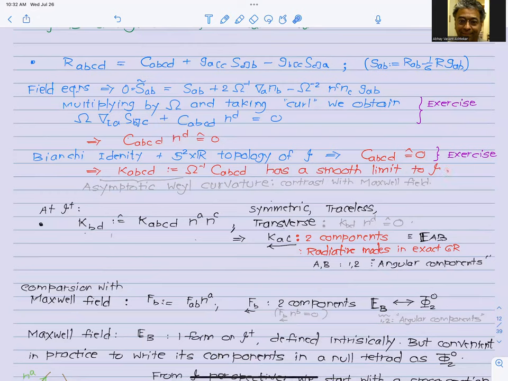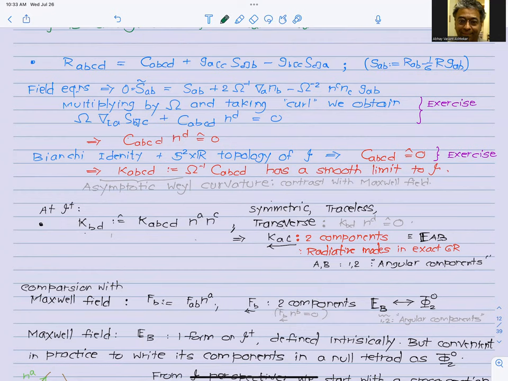Namely that the Bianchi identity plus the condition that we have S2 cross R topology of scri implies that if all these components of the Weyl tensor are zero, then the Weyl tensor itself is zero. Let me just say a little thing in parentheses up here.